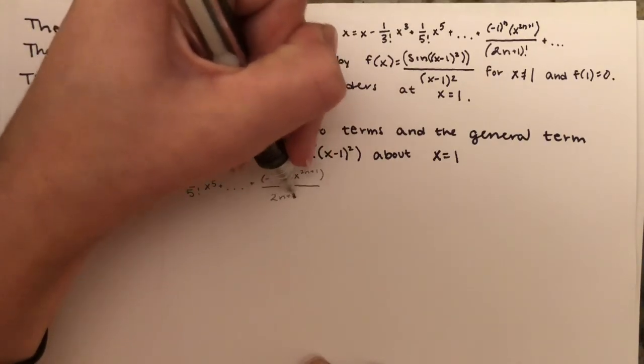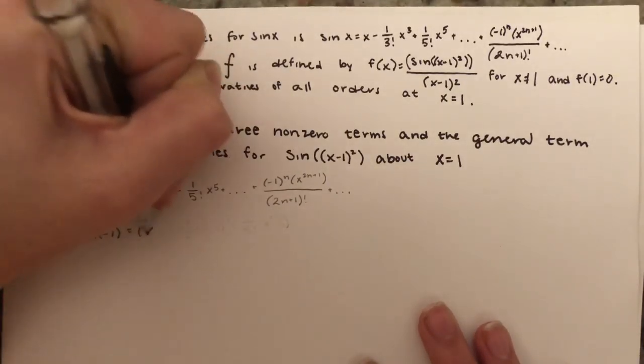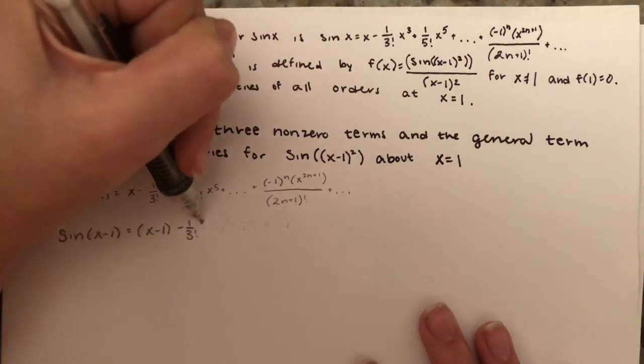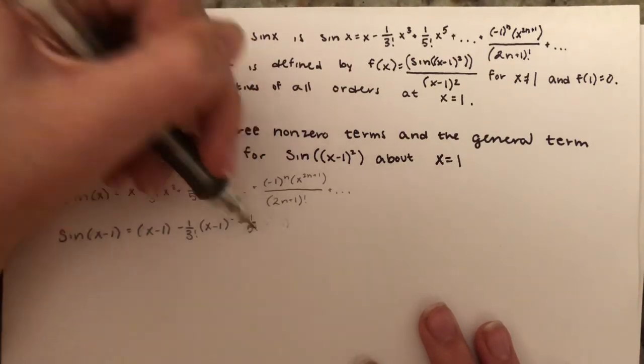So from there, we're just going to shift our Maclaurin series of sine of x so that it's centered at x equals 1, which just means that we're going to subtract 1 from each x value that's in the Maclaurin series to get our new function.